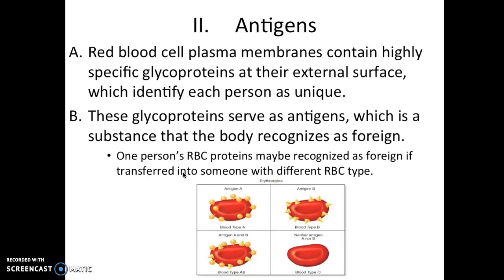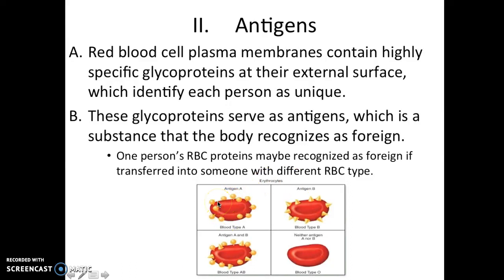So blood cells. All your red blood cells have either a glycoprotein on the outside or a lack of. Red blood cell plasma membranes contain highly specific glycoproteins. In this picture down here, these would be your glycoproteins at their external surface, which identify each person as unique. These glycoproteins serve as antigens, which is a substance that the body recognizes as foreign if it is not its own. So if I'm type A, for instance, that means it has A antigens.